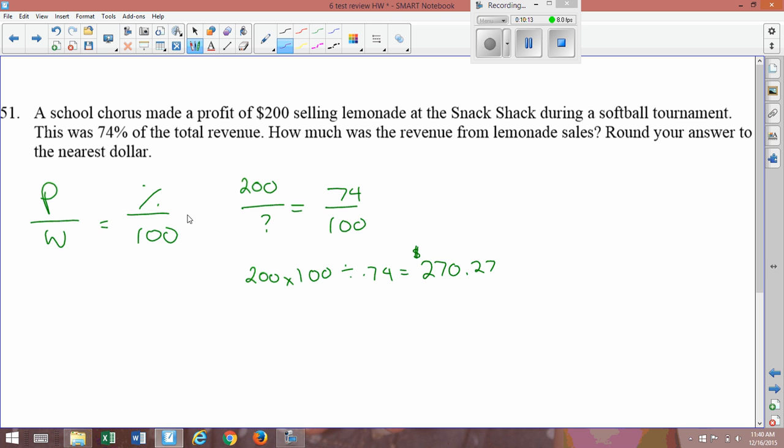You have to set this 200 equal to the 74 because it says 200 selling lemonade from a snack shack. This was 74%, so they have to be across from each other on the equation. There's cross divide. You're going to end up with $270.27 total. All right.